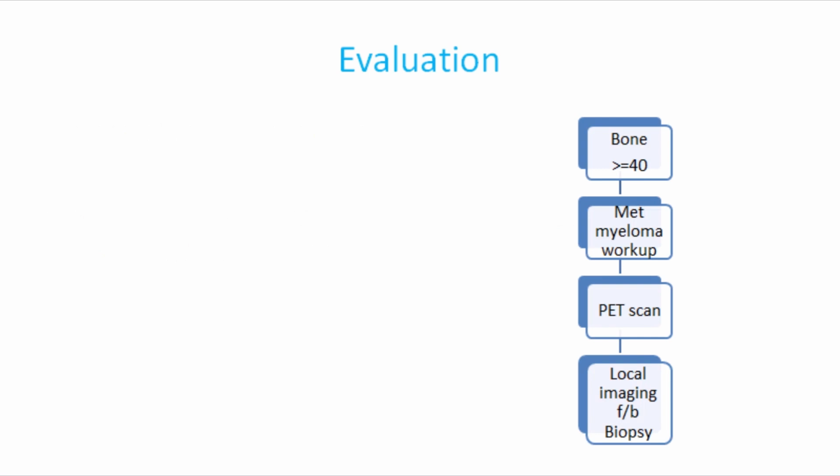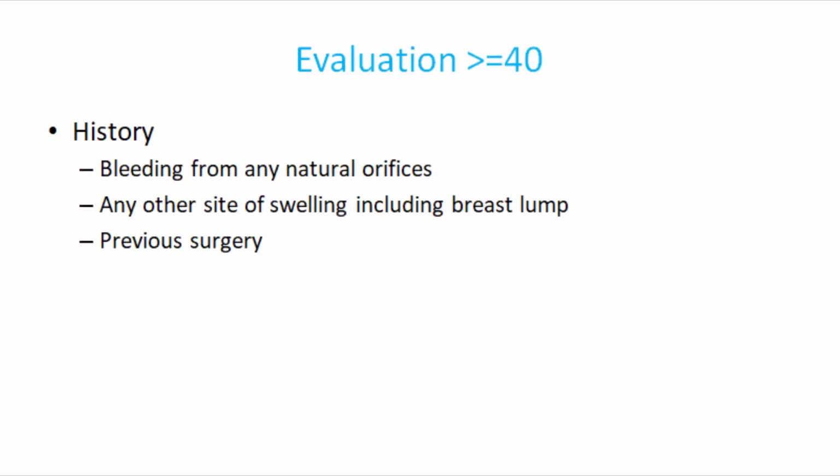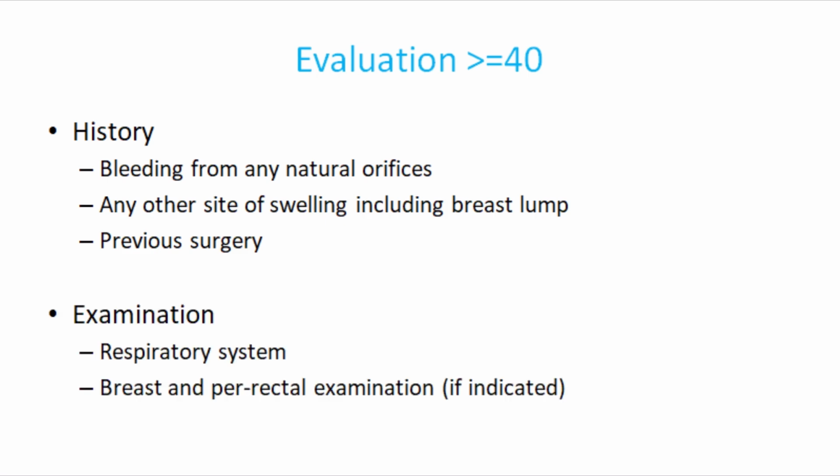In patients older than 40 years presenting with a bone lesion, the cause is likely to be metastasis from somewhere else or secondary to multiple myeloma. So in this scenario, we need to first identify the primary. Patients should be asked for history of swelling at any other site, bleeding from natural orifices or any surgery like hysterectomy, which may point towards the primary. Sometimes respiratory, breast or per rectal examination may also help in identifying the primary.